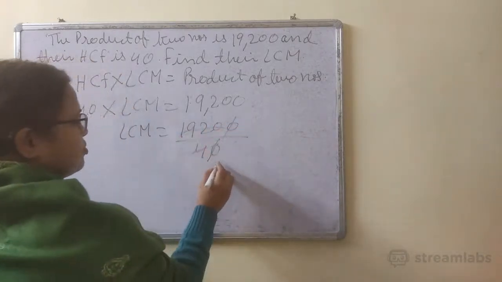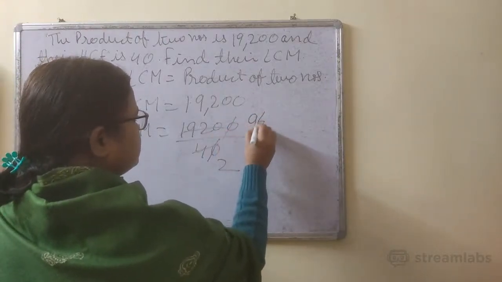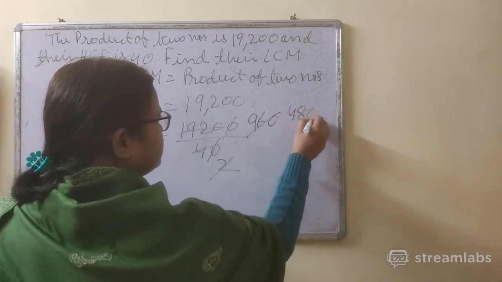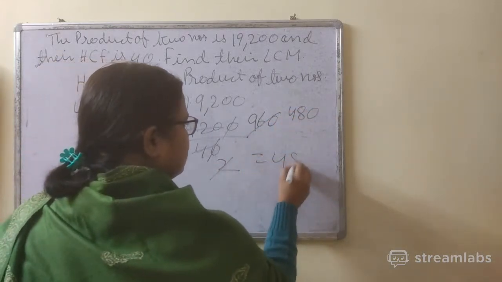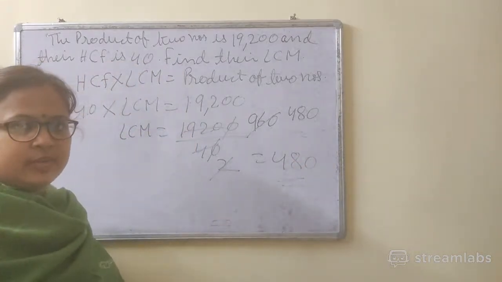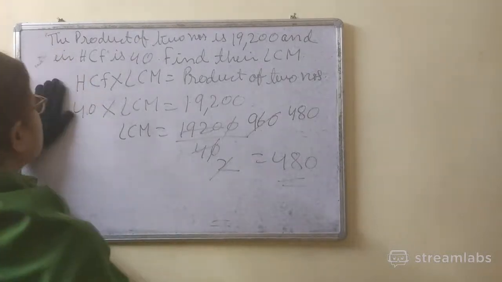So here 2 2s are 4, and then 2 9s are 18, 2 6s are 12, then 0, then 2 4s are 8, 2 8s are 16, and 0. So your final answer will be what? 480. I hope you all have also got the same answer. Okay. Now let's do the next question.